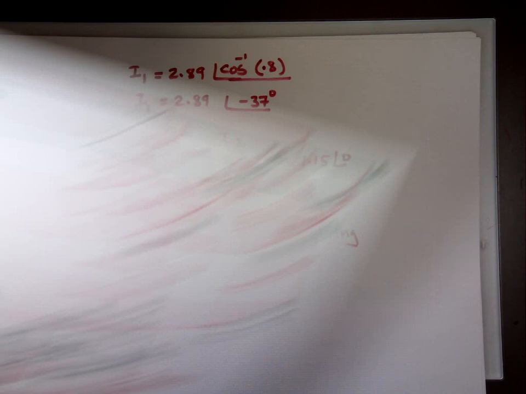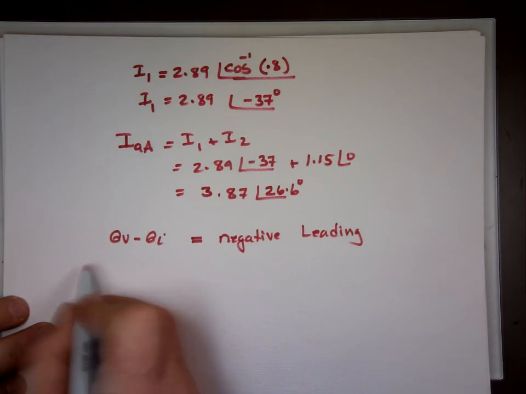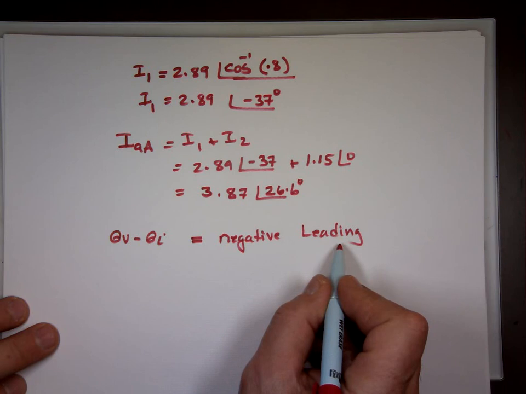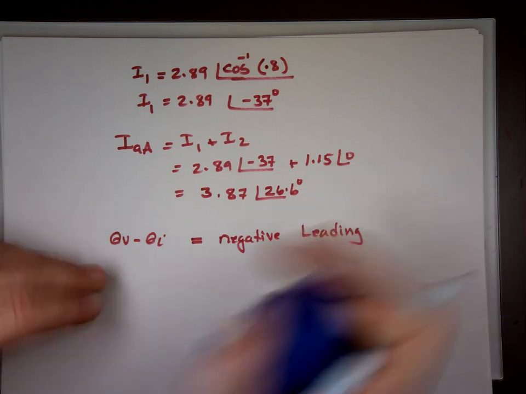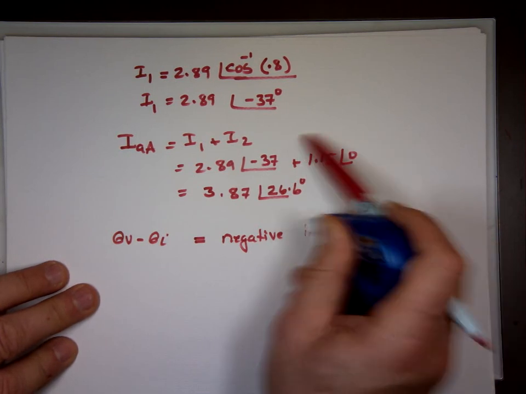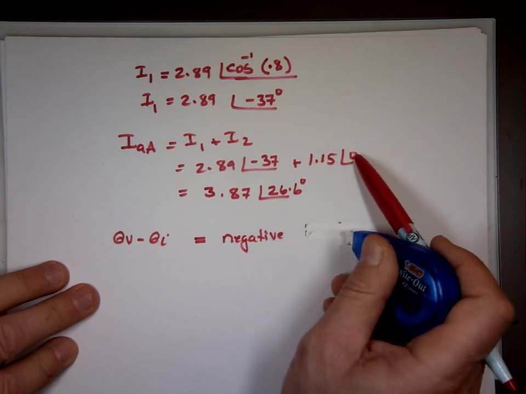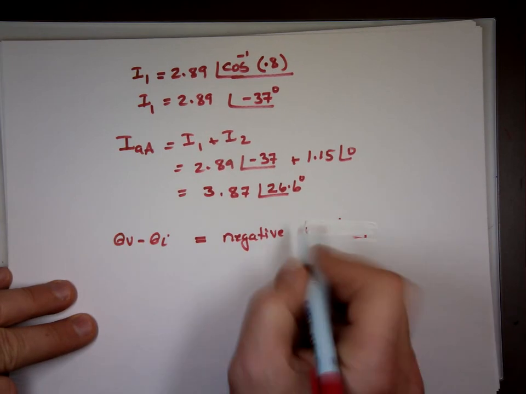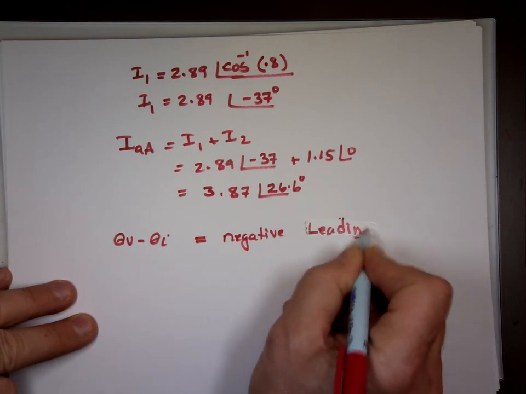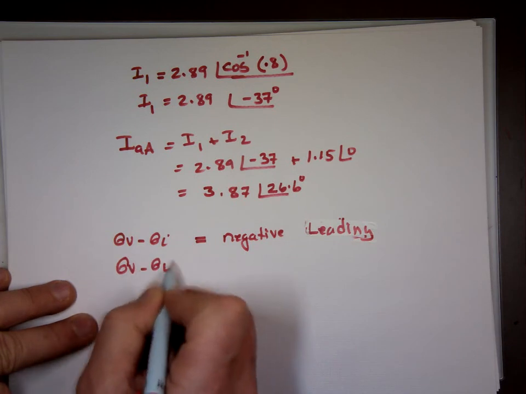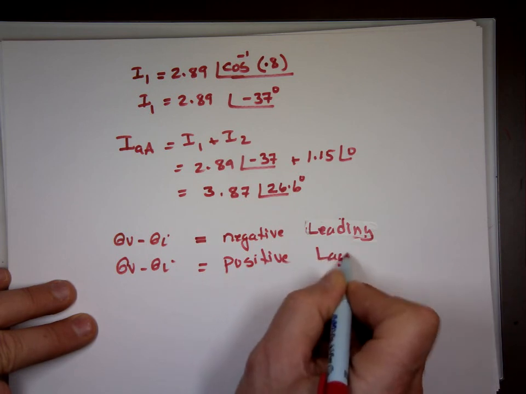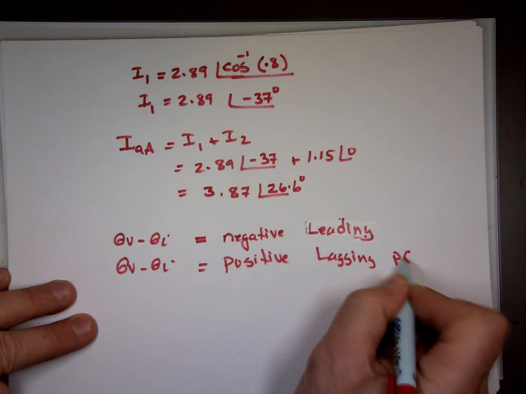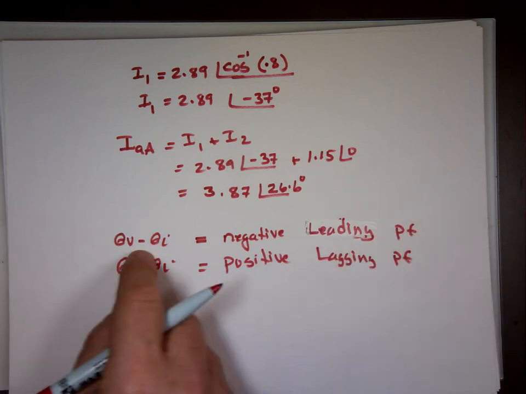I said it backward here, for lagging power factor. Oh no, I was right. I wrote leading here, that was correct. And theta V minus theta I, when it says lagging power factor, that's positive. So if this is leading, the difference between them is negative. If this is lagging, the angle between them is positive.